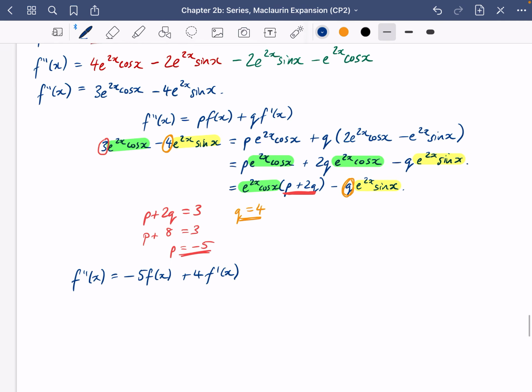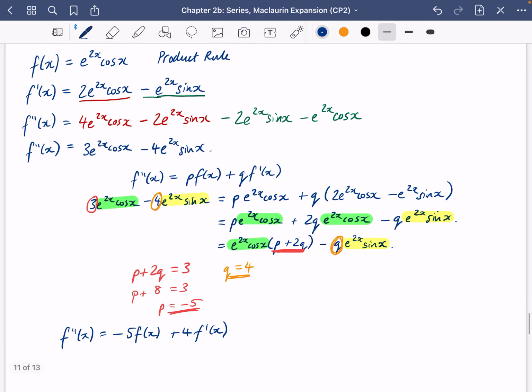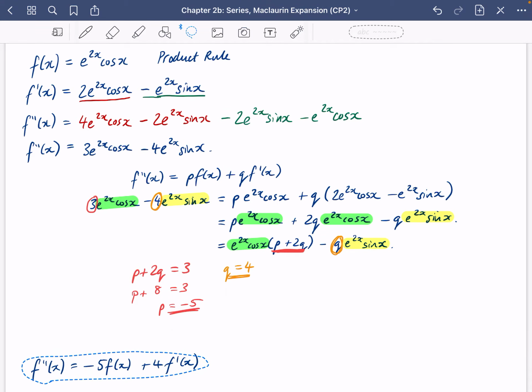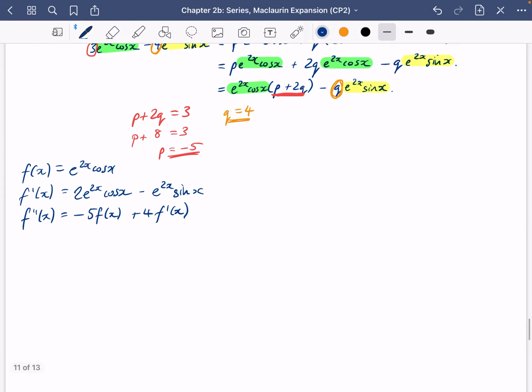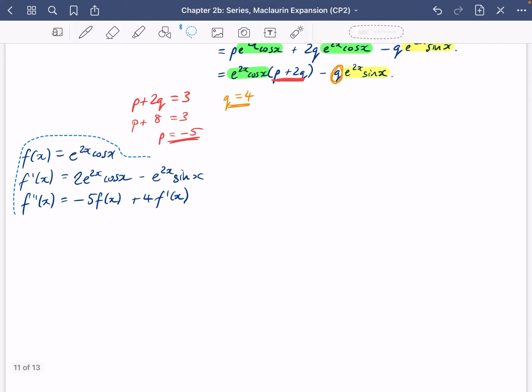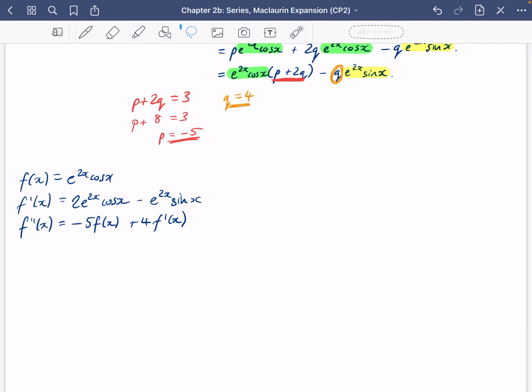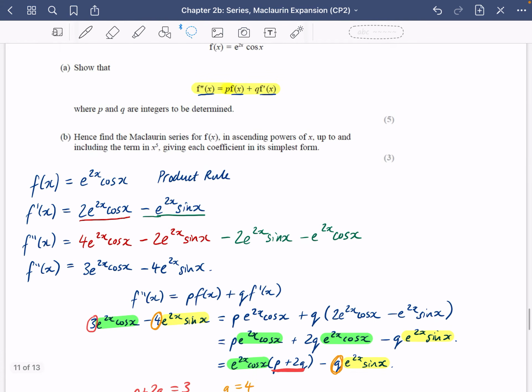I think it might also be helpful to have what f of x and f dash x are. So I'm just going to pull this down slightly because I'm going to need them in a second. So we worked out this is e to the 2x cos x, and f dash x is 2e to the 2x cos x minus e to the 2x sine x. So I'm just going to pull that down a little bit further. Great. So that was part A of the question, to do the differentiation.